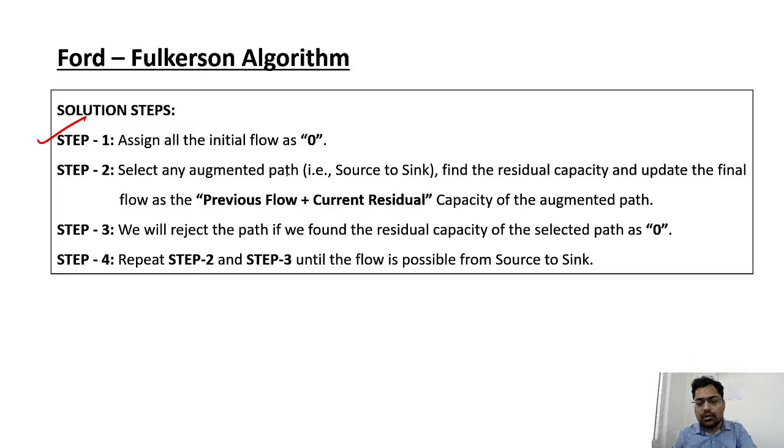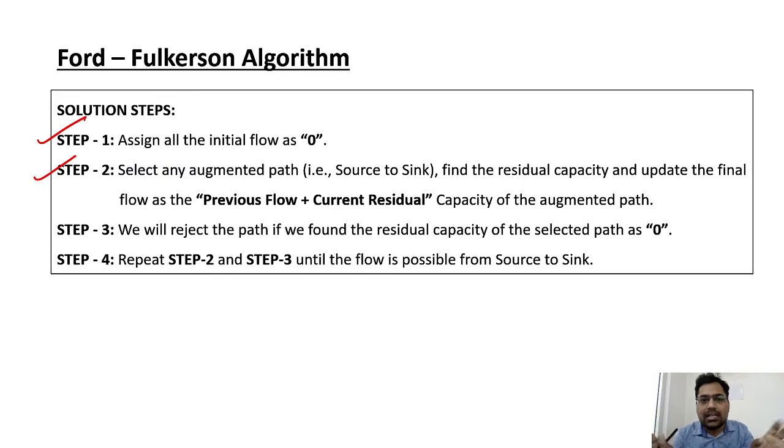Whenever we have a question, I'll show it in the next slide, but we should still first know what the steps represent: assign all the initial flow as 0. Next is select any augmented path. You can say it's augmenting; sometimes you will see both augmenting and augmented. The main reason I'm using augmented is that once you select a path from source to destination and have its residual capacity, that path is considered an augmented path. A path with a connection from source to destination is called an augmented path.